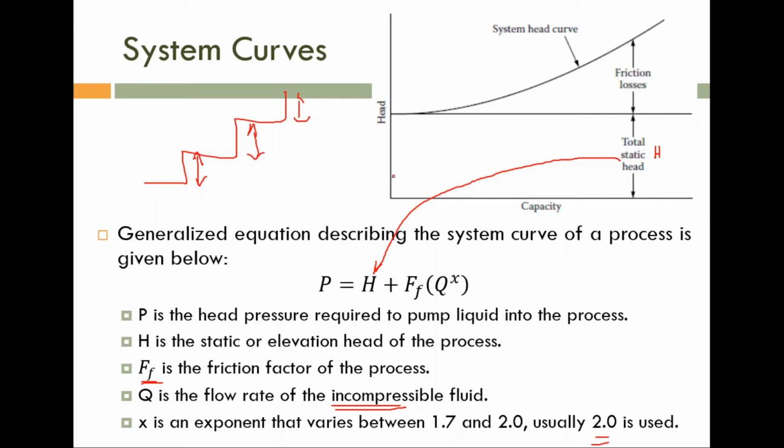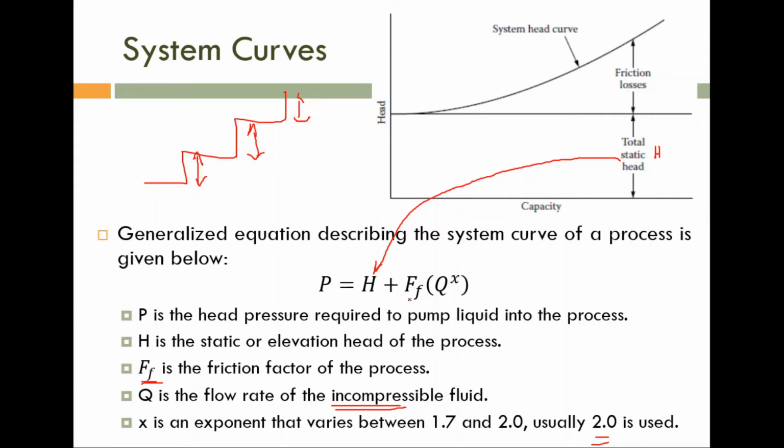Then what is the total static head? The sum of these three static heads. So please note, H is the total static head. Then Ff into q raised to x, that one is the frictional loss or dynamic friction. It is known as frictional loss or dynamic friction.